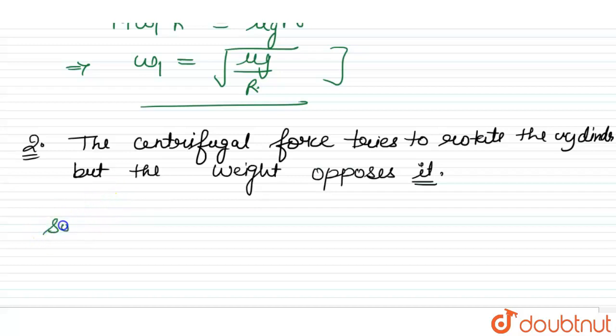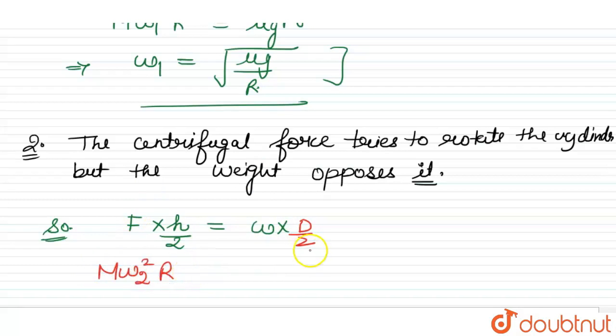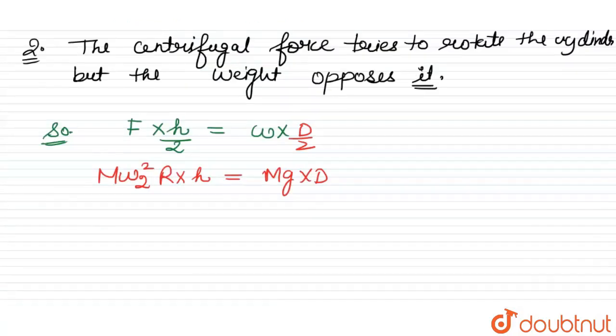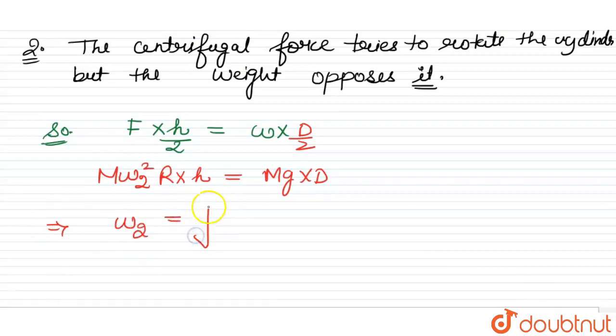So we can write F into h by 2 equals mg into d by 2. Now the value of F is m omega 2 square r, and the 2 and 2 cancel out, so we can write m omega 2 square r into h equals mg into d. So by solving we get omega 2 equals root of d g upon h r.